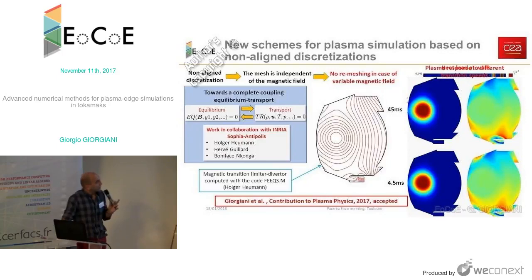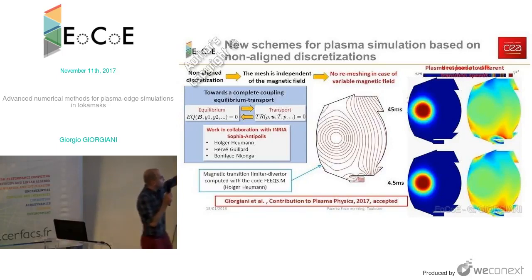Finally, we have taken advantage of the fact that this scheme allows non-aligned discretization. We use it to compute solutions with a varying magnetic field. This is work done in collaboration with the team in Sophia Antipolis, and the final goal is to have a complete coupling between the computation of the equilibrium and the transport.